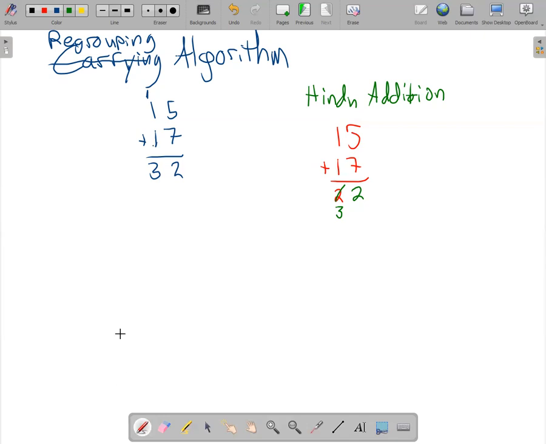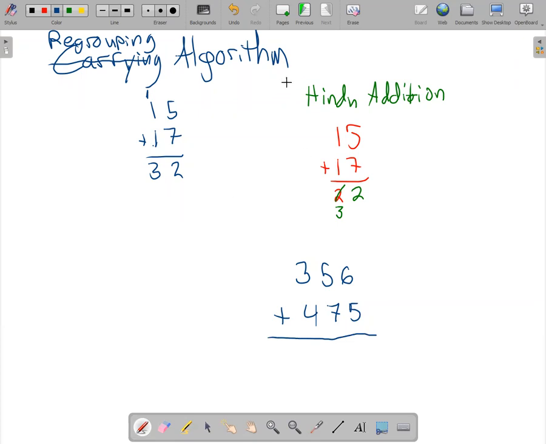So let's try that on a bigger number problem, the Hindu one. Let's try 356 plus 475. What would this look like?